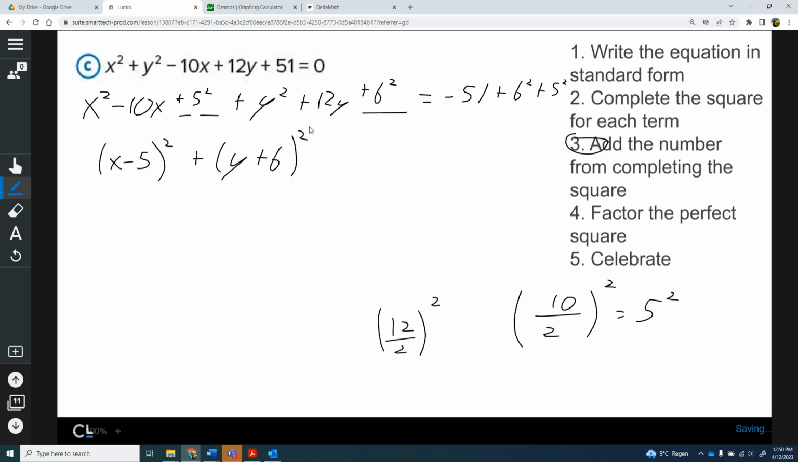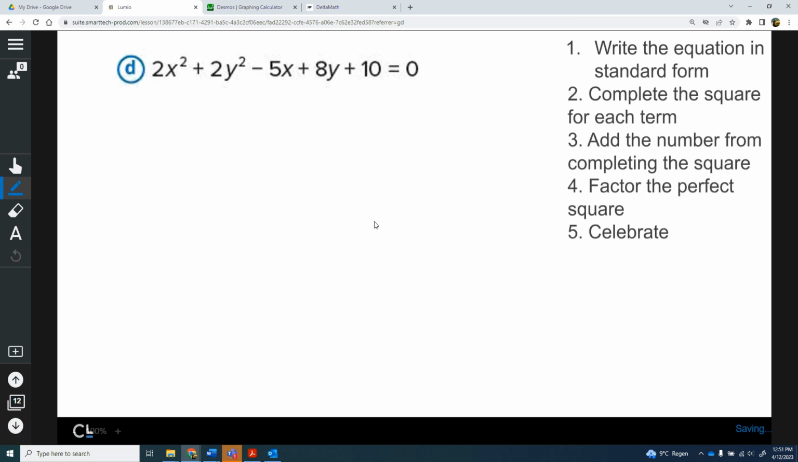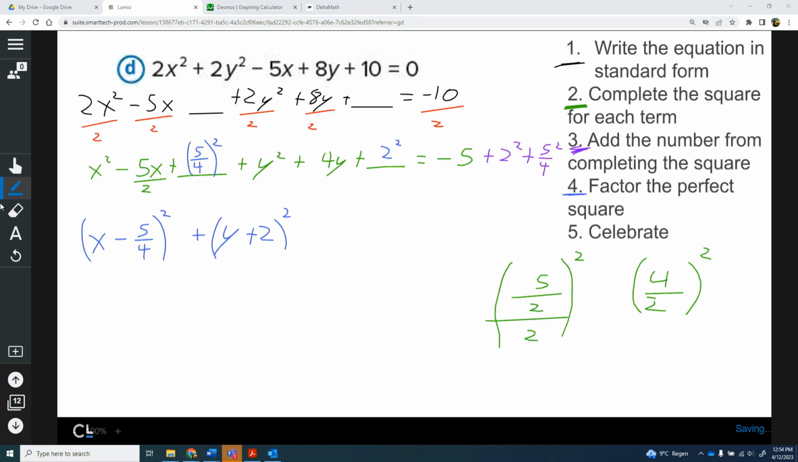And then I'll get my calculator to do some math. I have negative 51 plus 36 plus 25. I get it as 10. So then my center is at 5, negative 6, and my radius is the square root of 10. Okay, so this is now your time to shine. Pause the video, do these steps. When you come back, I'll have all the work done and we'll talk about it.